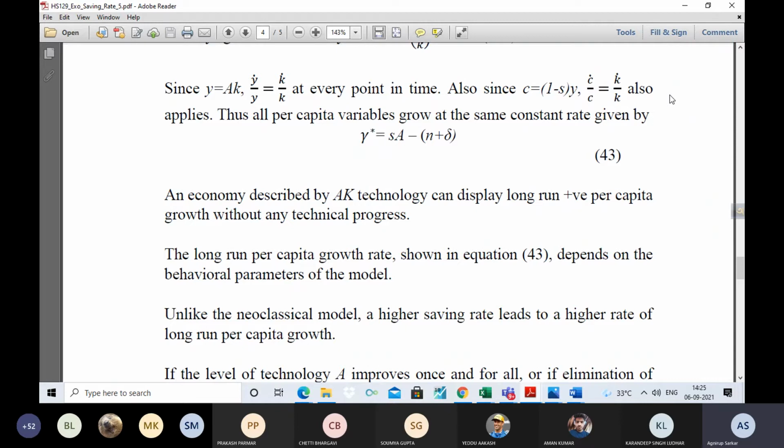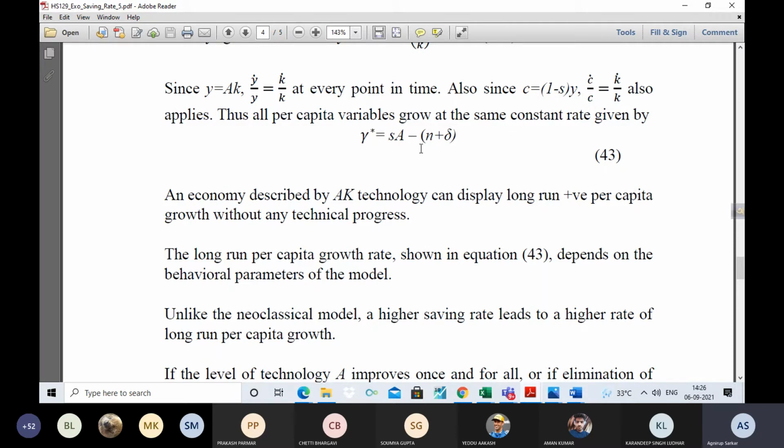Okay. Now, note one thing, that an economy that is described by the AK technology can display positive long run per capita growth without any technological progress. Moreover, the per capita growth rate that is shown by equation number 43 here depends on the behavioral patterns of several parameters. So see, this was earlier equal to 0. Now it's a constant, and it's basically dependent on a bunch of parameters, right?